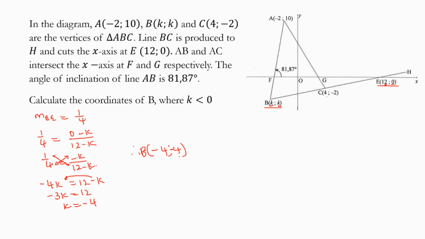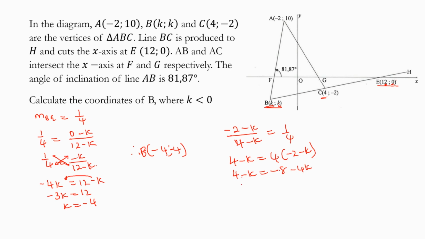Even if you want to use B and C, you'll do the same thing. Let's just do it fast. It's negative 2 minus k over 4 minus k is equal to 1 over 4. Remember, the gradient of PE is 1 over 4. You cross multiply and you get 4 minus k is equal to 4 times negative 2 minus k. Then 4 minus k is equal to negative 8 minus 4k.